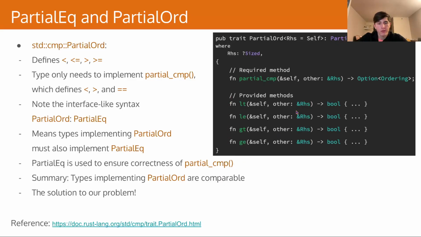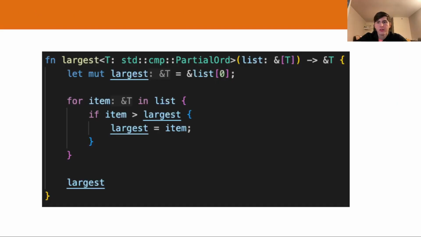Once you implement all of these, by implementing partial_cmp, your data type is now comparable. Like for example, if you inherit the Comparable class in Java, if you've taken Java before. So this is an example of how we can fix our function from earlier. We can specify that the generic T must implement the PartialOrd trait, which means that it implements this greater than sign. So it's comparable.